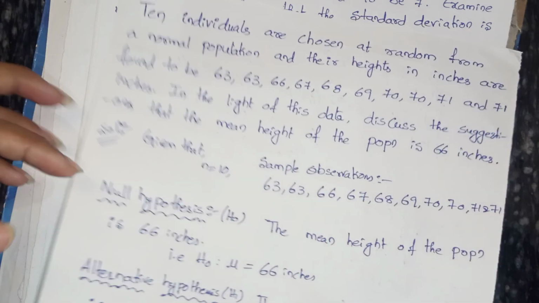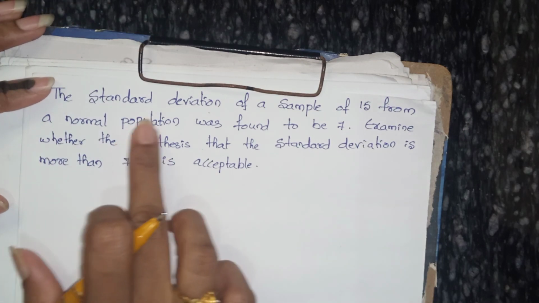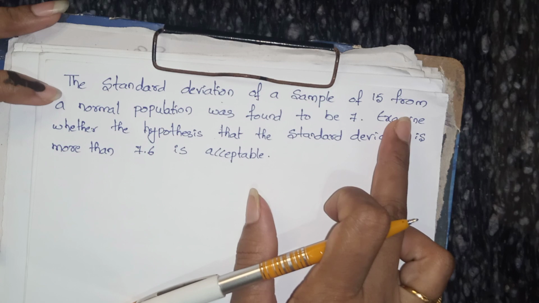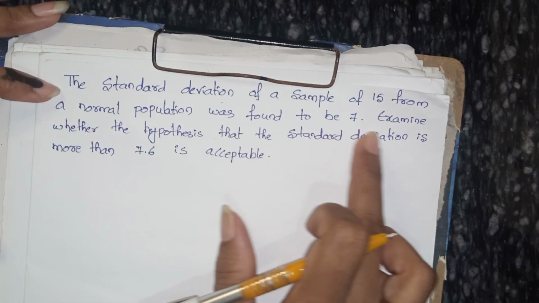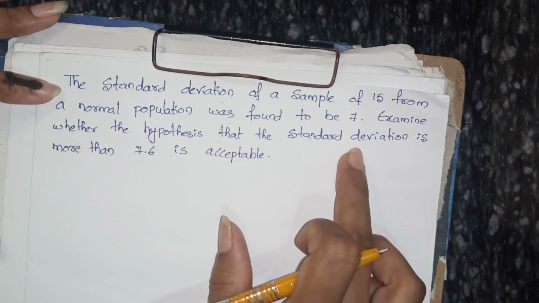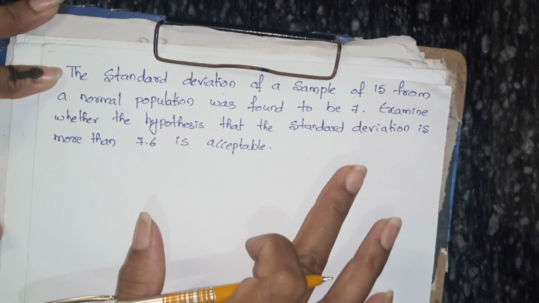So we'll see one more problem. The standard deviation of a sample of 15 from a normal population was found to be 7. Examine whether the hypothesis that the standard deviation is more than 7.6 is acceptable.